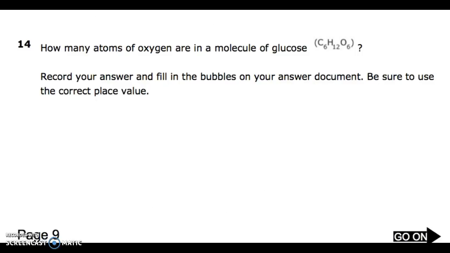Number 14, how many atoms of oxygen are in a molecule of glucose? C6H12O6. Record your answer and fill in the bubbles on your answer document. Be sure to use the correct place value.